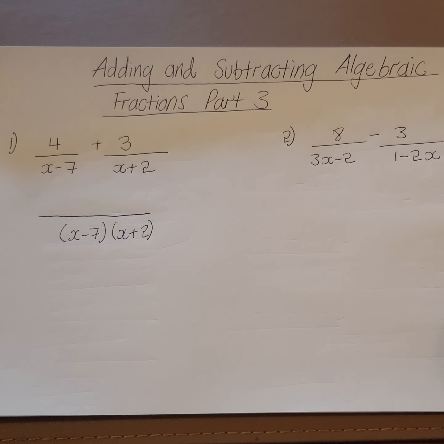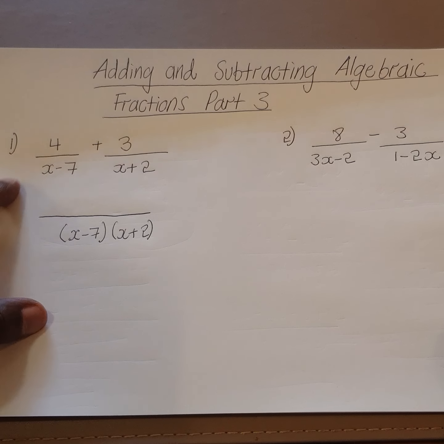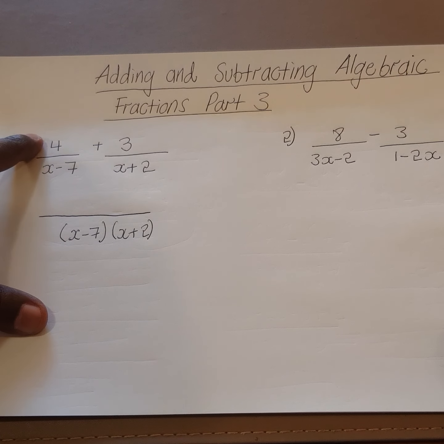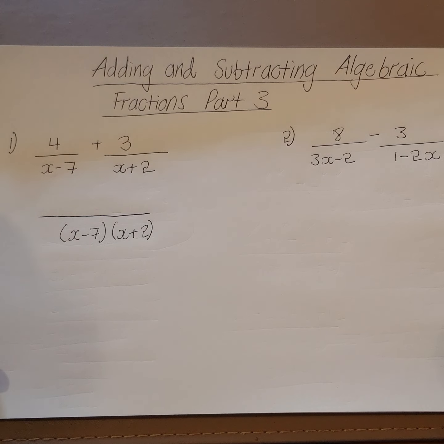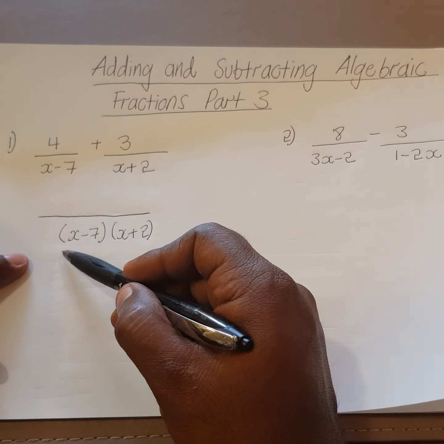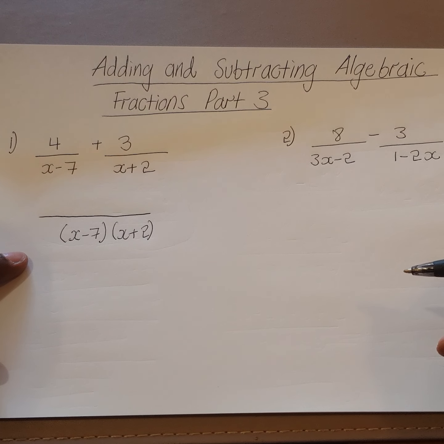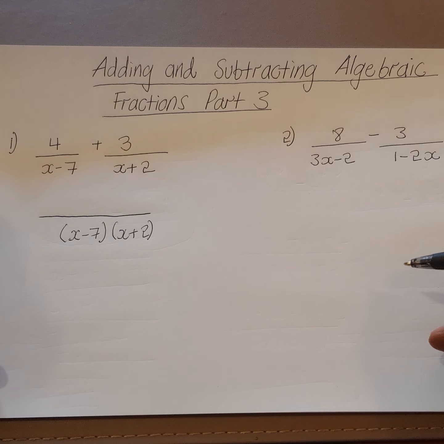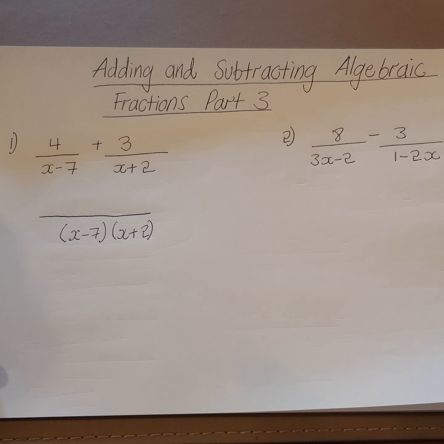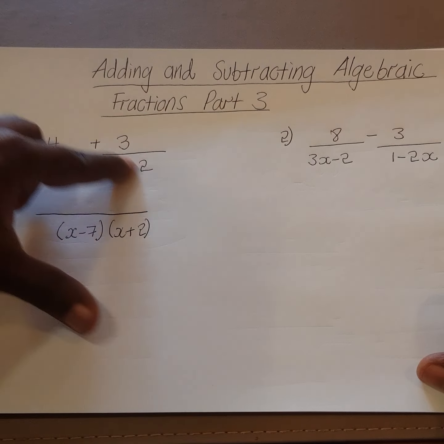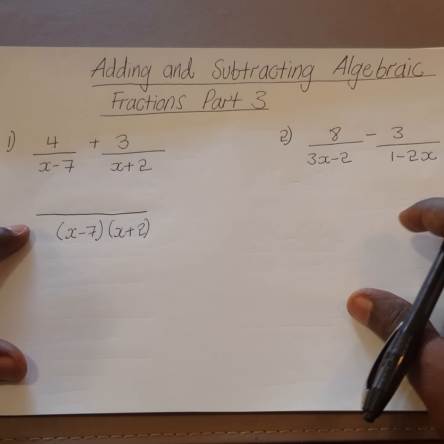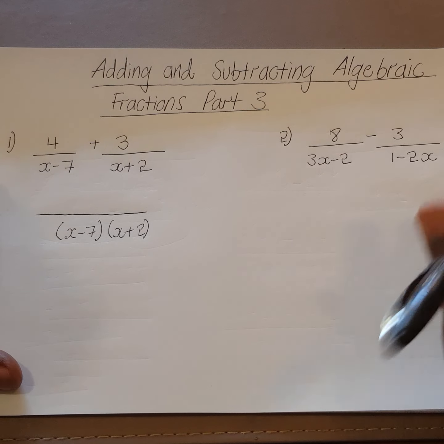Exactly the same way as adding and subtracting numerical fractions. All you need to do is divide the denominator, and the answer you get, you times your numerator. So what happens when we get x minus 7, x plus 2, divided by x minus 7? In the previous videos, I showed you how to visualize this and divide. So I'll explain it here so that you'll be able to work it out on your own.